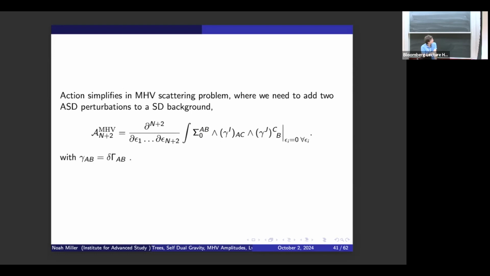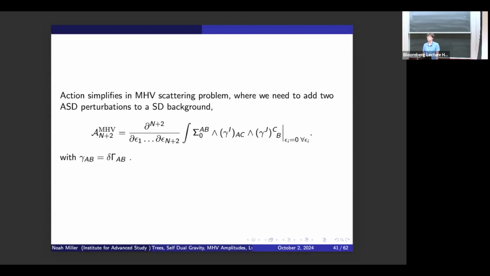And it turns out that the amplitude is just given by the following formula, where here we've just rewritten the action on shell. So to reiterate, these little gammas are the perturbations of the anti-self-dual part of the spin connection. So these things can be set to 0 in a self-dual background, but now these are kind of like the F minuses.